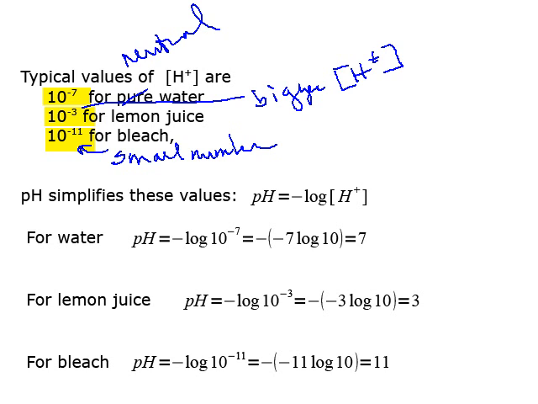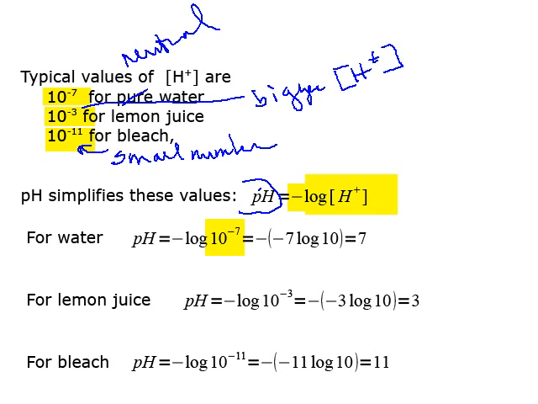If all of these are 10 to the something, then all we really care about is the something, and that's what pH does for you. So here's how you take pH. pH is the negative, remember there's a negative here, of the log of the hydrogen ion concentration. So for water, we had 10 to the minus 7. We put the 10 to the minus 7 here.